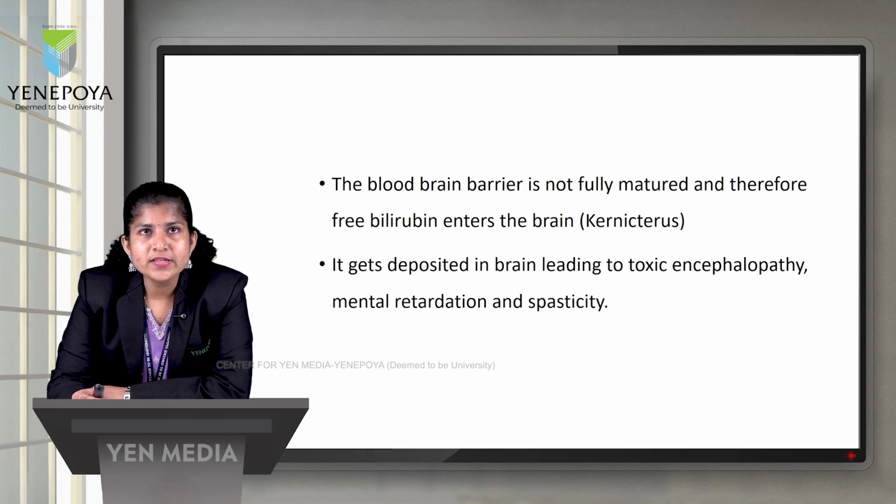Usually in newborns, the blood-brain barrier is not fully matured, so this free bilirubin can easily enter into our brain, leading to a condition called kernicterus. It also leads to toxic encephalopathy and mental retardation as well as spasticity.